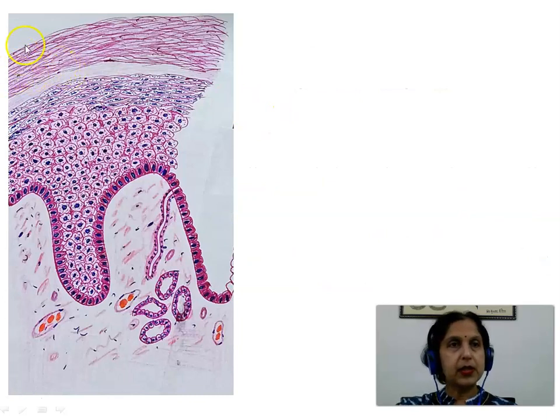Here we see the superficial-most layer of the epidermis, which is the stratum corneum, showing only the cell outlines or the cell boundaries with no nuclei and no cell organelles.